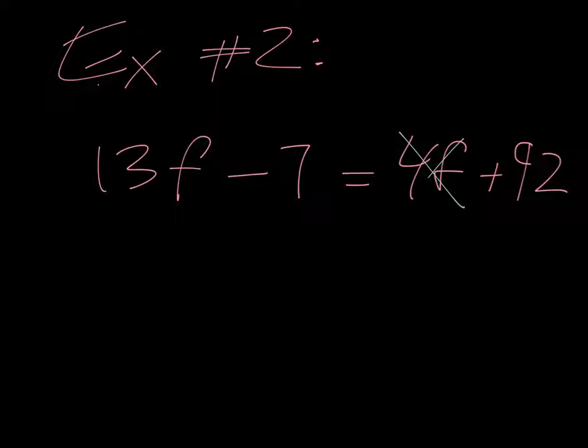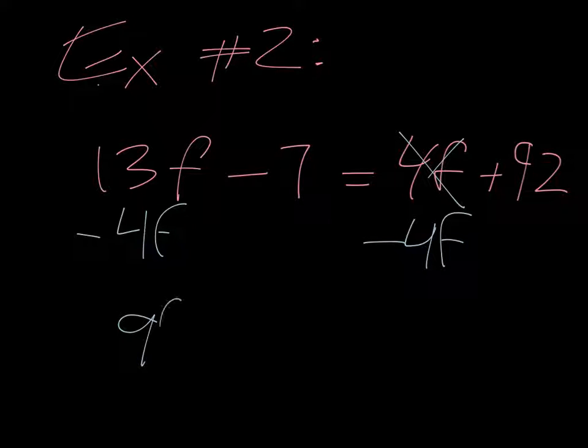In order to get rid of the f's over there, I need to subtract 4f. If I subtract 4f from both sides, because whatever I do to one side I've got to do the same thing to the other, I'm left with 9f minus 7 equals 92. Now that I have f's alone on one side, I need to get my solo numbers alone on the other side. So I need to move this 7 over here.